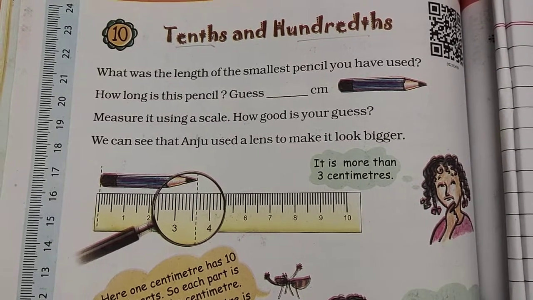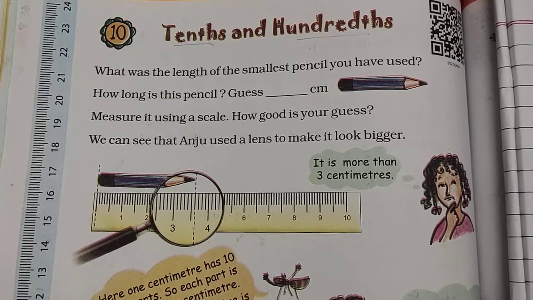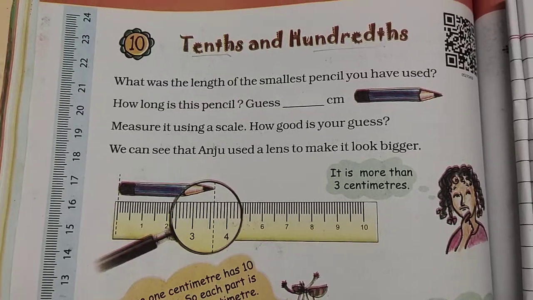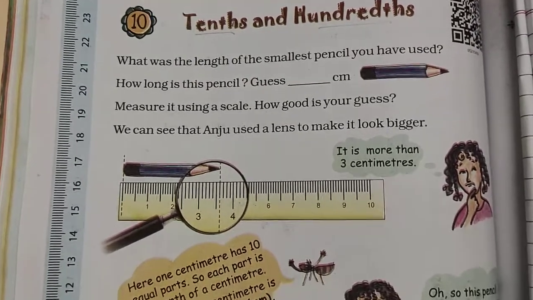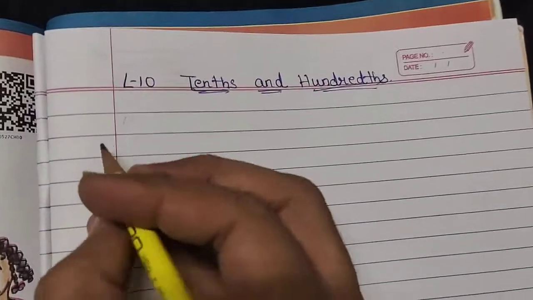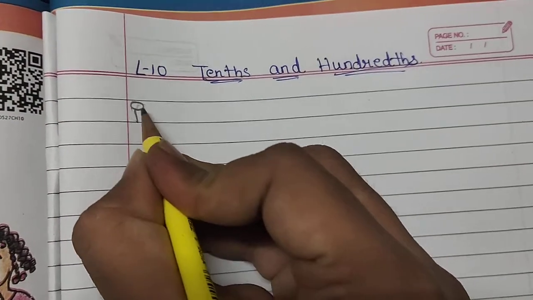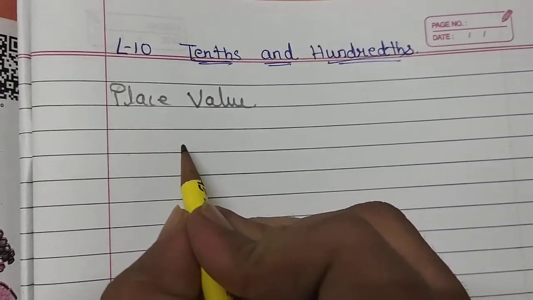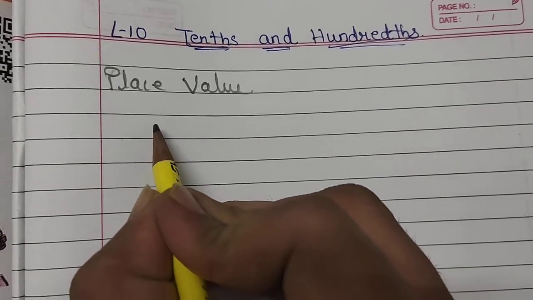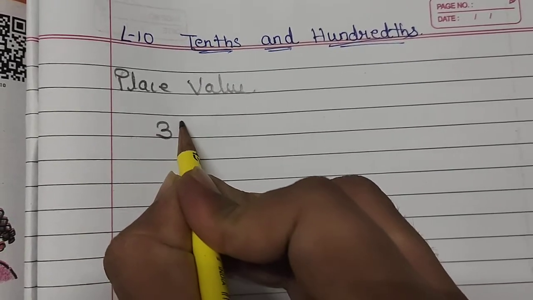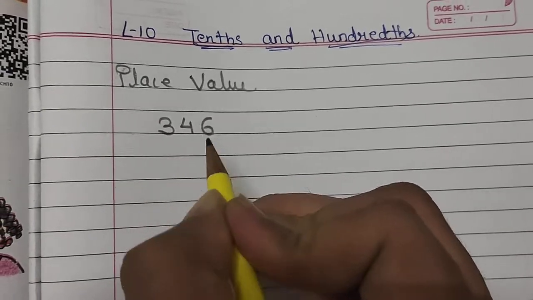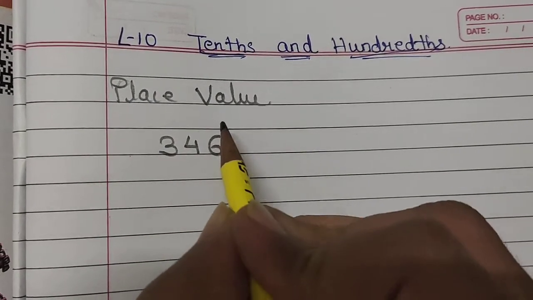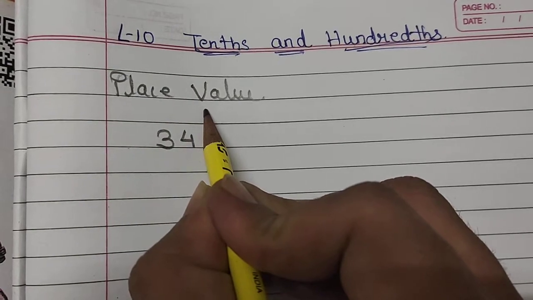So to learn about this, first of all we are supposed to learn about the place value which you have learned in your previous lessons or previous standards. The place value, if we see students, we have seen that if you write any number, for example I will write 346. Okay, now we can see that 6 is at the place of ones, or we can write units.